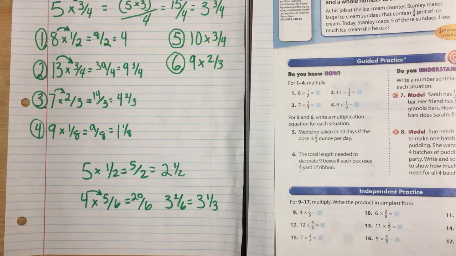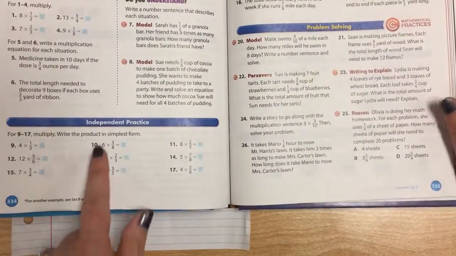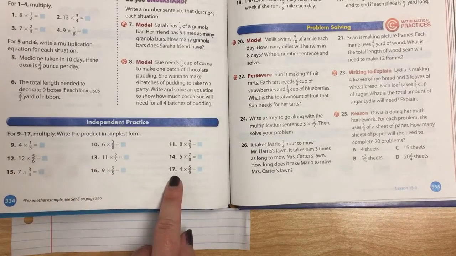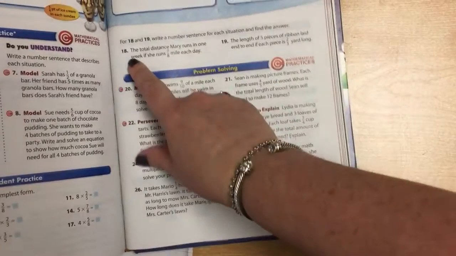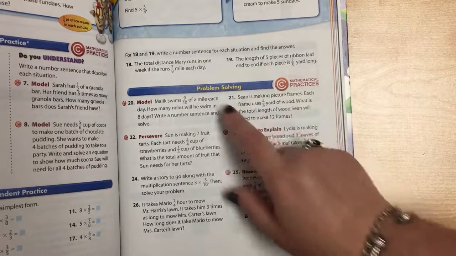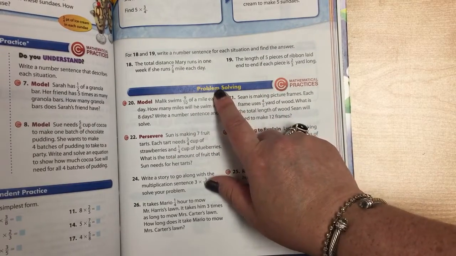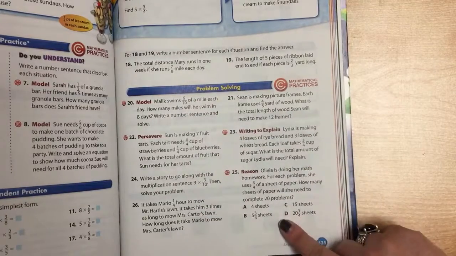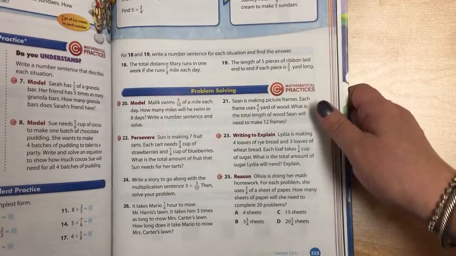Once you get the hang of it, like everything else we do, you're going to fly through it, no problems. Your assignment, independent practice, 9 to 17. Writing and solving, 18 and 19. And then doing the problem solving as well. Write them out, and then you'll go over them all together as a class.